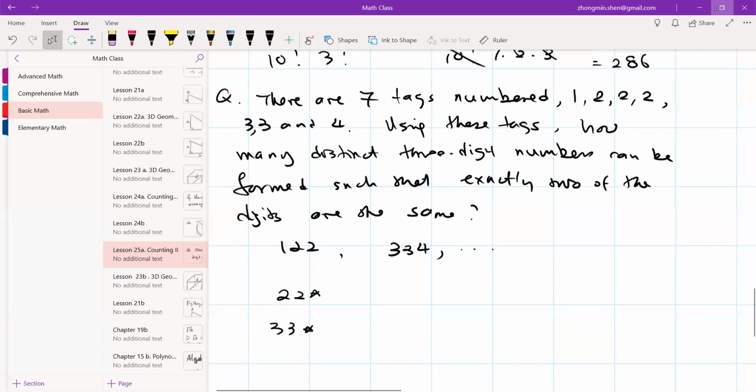Yeah, let's look at the possible format. So the three-digit number consists of 2 or 3, okay? Right, but maybe in different orders.